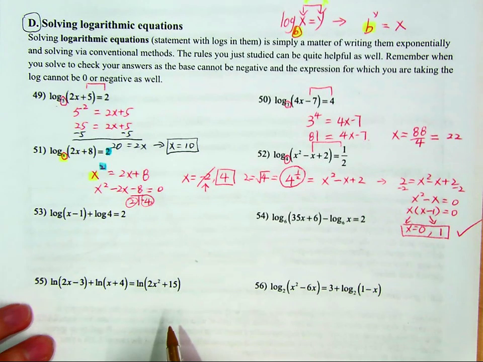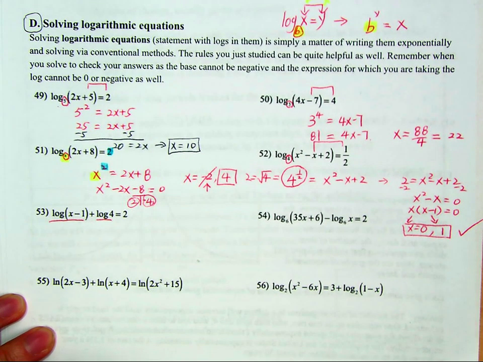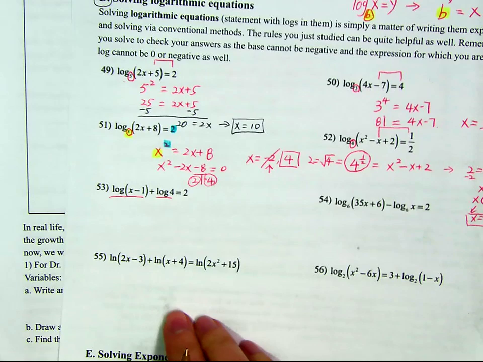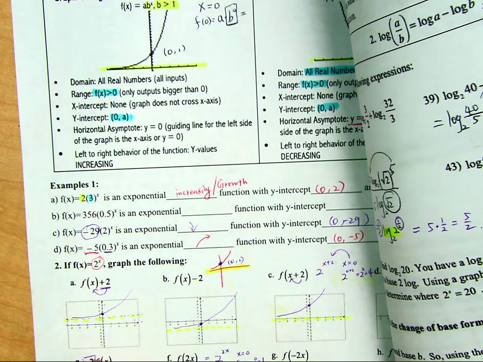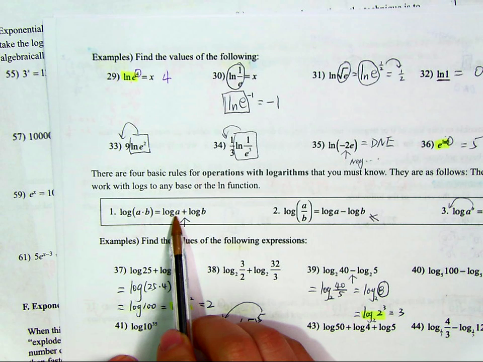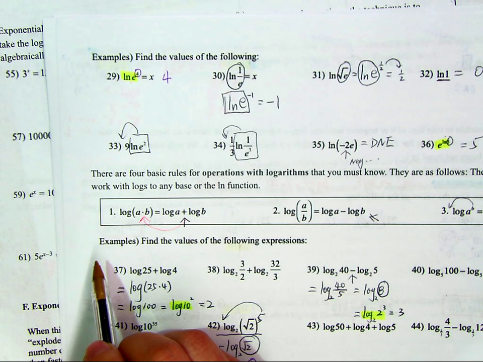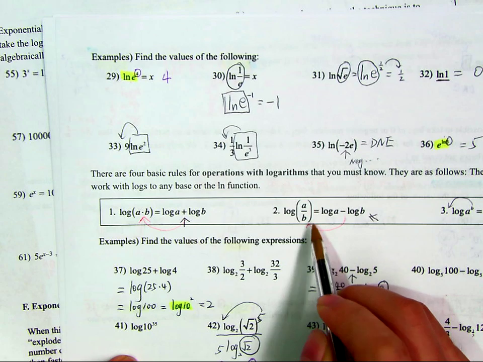And then look at 53. This one is a little bit different because we have 2 logs. When we have 2 logs, the first step is using the property I showed you earlier. When we have a log of something plus a log of something, we can rewrite this as multiplication. When we have a subtraction, we can convert to division. That's the property we're going to use for this question.